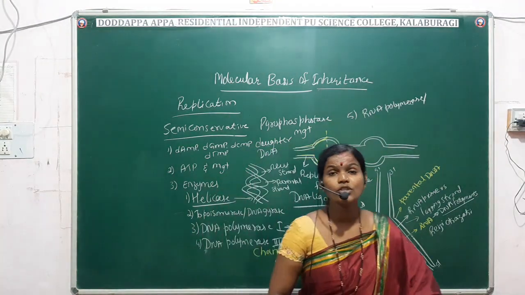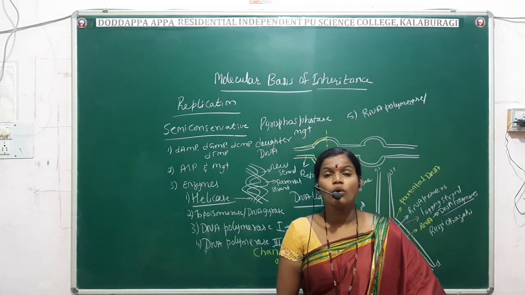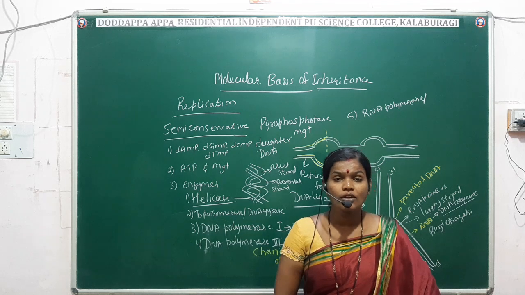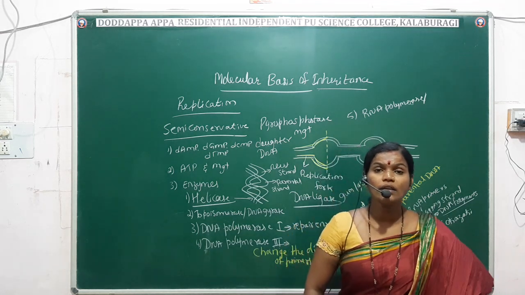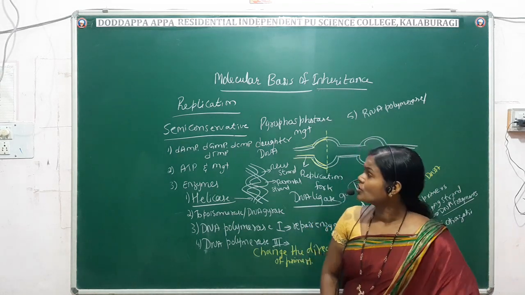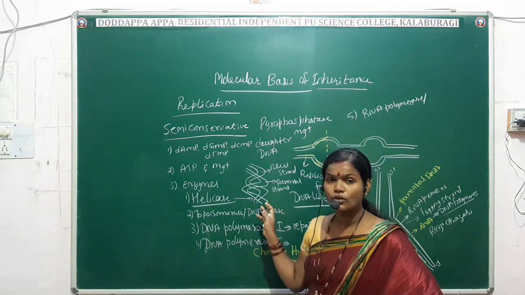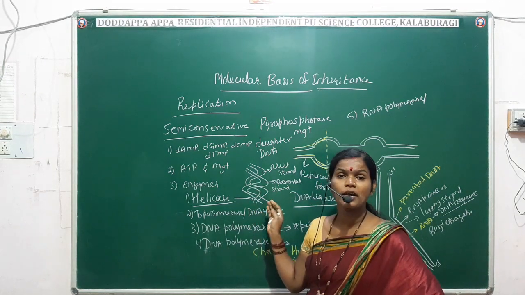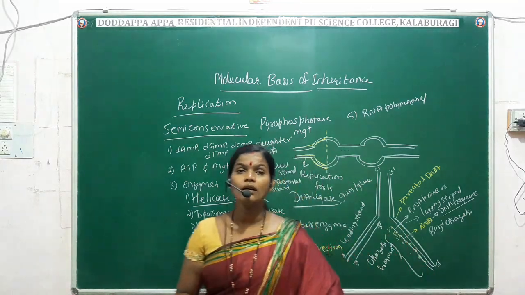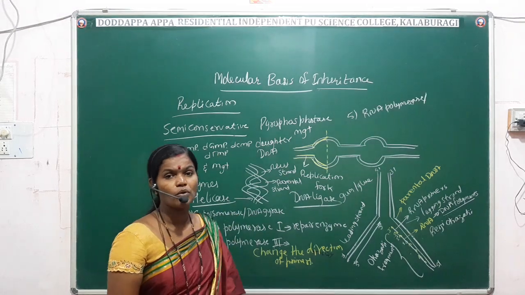Already you know Chargaff's rule. Is it not? Chargaff's rule says that adenine always binds with thymine by two weak hydrogen bonds and cytosine always pairs with guanine by three weak hydrogen bonds. That is Chargaff's rule. So Chargaff's rule is followed here. That is, the pyrophosphatase enzyme and magnesium ion help in the joining of the nitrogen bases in the new daughter DNA.